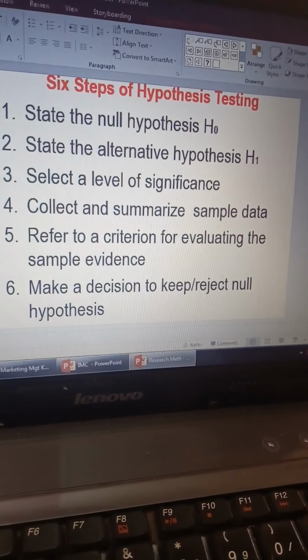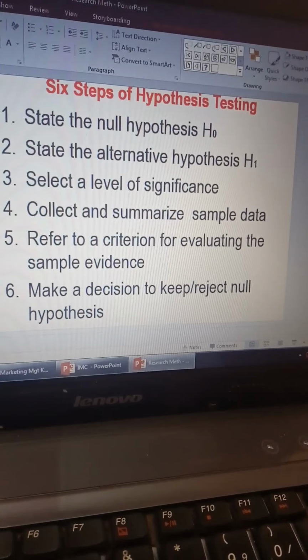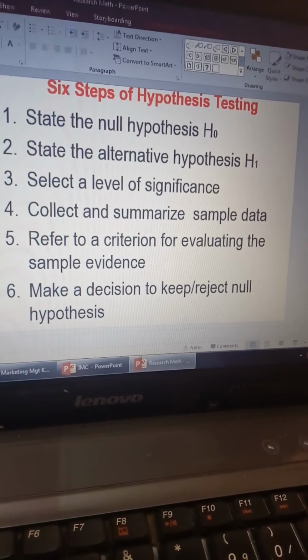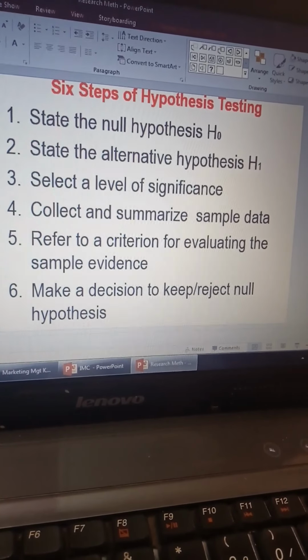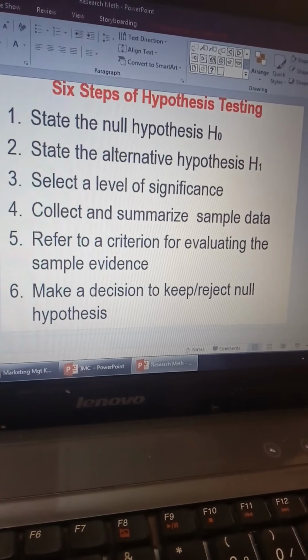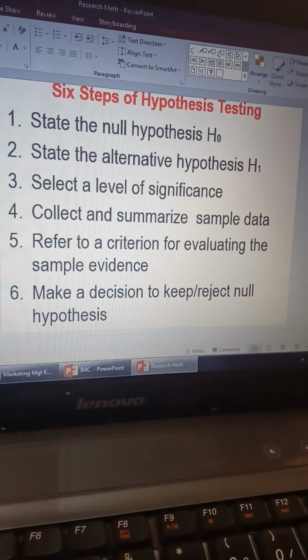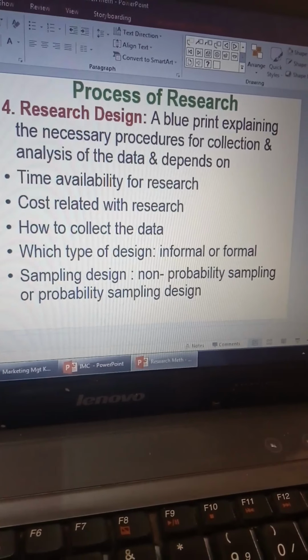Then the fourth step would be to collect and summarize your sample data. That means what are the methods you will use for collecting the sample and then how will you collect the data from that sample. Finally, to make a decision to keep or reject the null hypothesis or the alternative hypothesis. The fourth step is the research design.